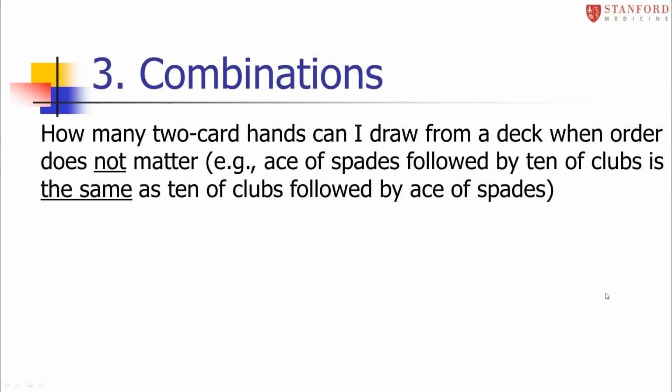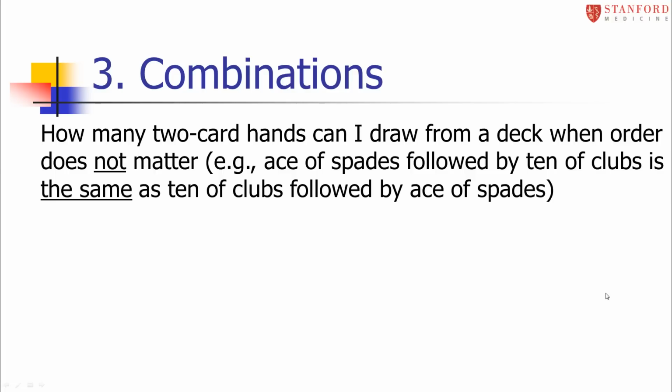So let's start with an example. How many 2-card hands can I draw from a deck when order does not matter? So ace of spades followed by 10 of clubs is the same as 10 of clubs followed by ace of spades. And usually when we play cards, in fact, we really don't care about the order in which things were drawn. So it's more natural for us to think of cards with combinations.